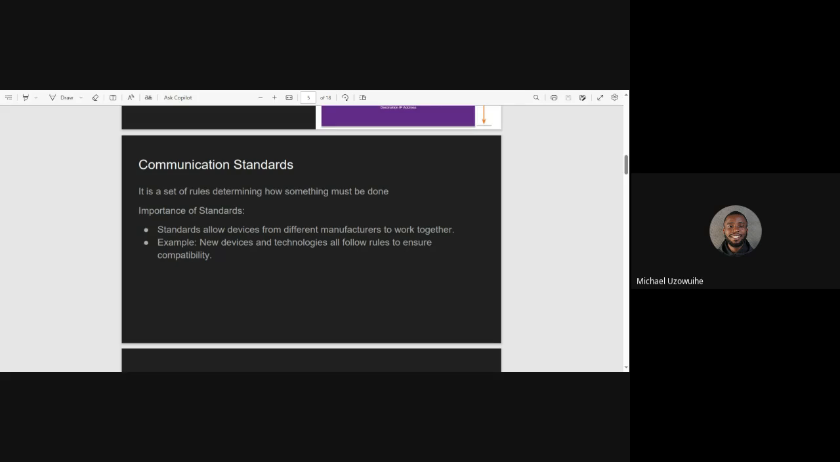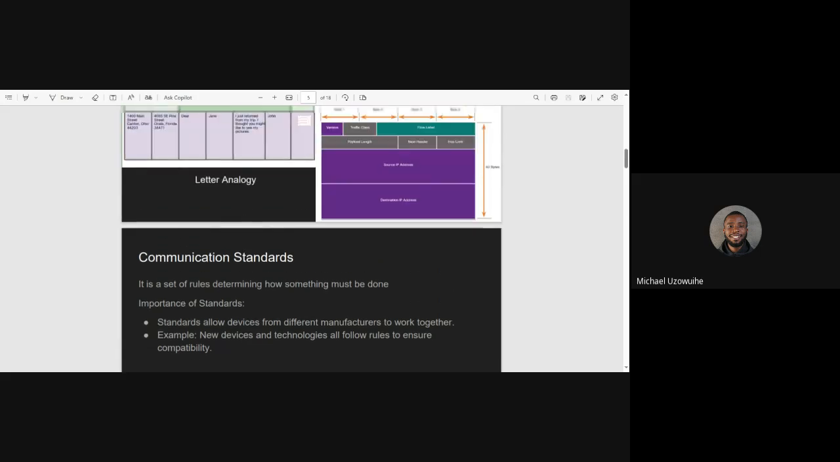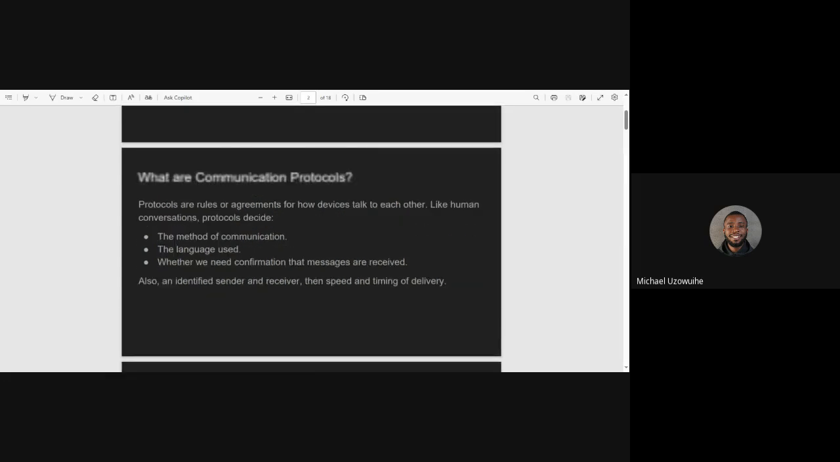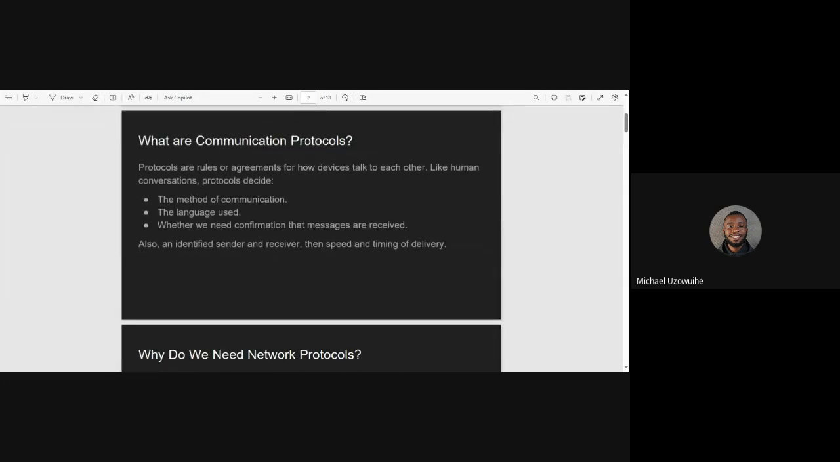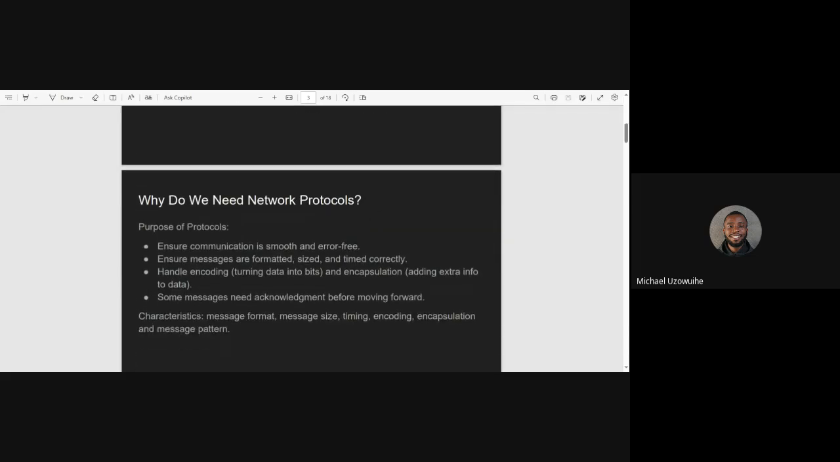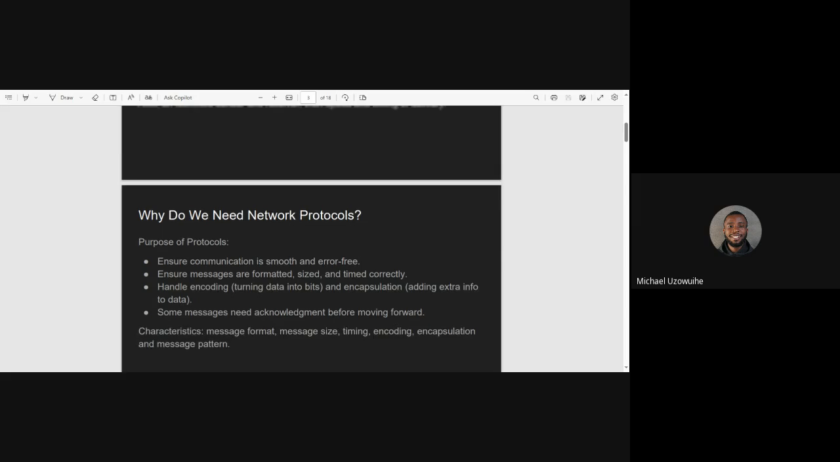Bola, can you go back to that slide on protocol? Let me, because I know this can be a little bit tricky. No, it's not why we need protocols. Is that it? Is that why we need protocols? Go up.